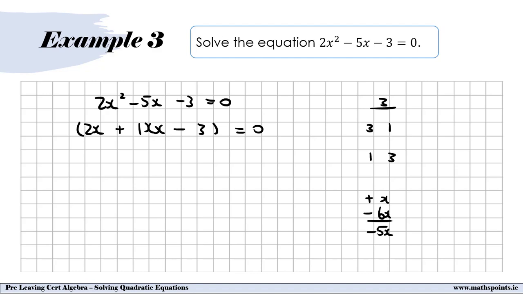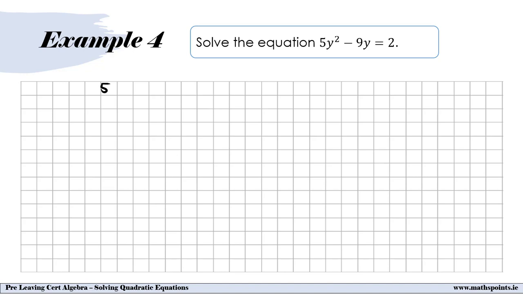What we're going to do is let each bracket equal 0, so 2x plus 1 equals 0 and x minus 3 equals 0. If 2x plus 1 equals 0, I'm going to subtract 1 from each side to get 2x equals minus 1, and then I'm going to divide both sides by 2 to give x equals minus 1 over 2. So minus a half is one solution, and then if x minus 3 equals 0, well then I'm going to add a 3 to both sides to get x equals 3. And so we have two solutions to this equation, and one of them is a fraction, minus 1 over 2, that's fine, and the other one is an integer, 3.